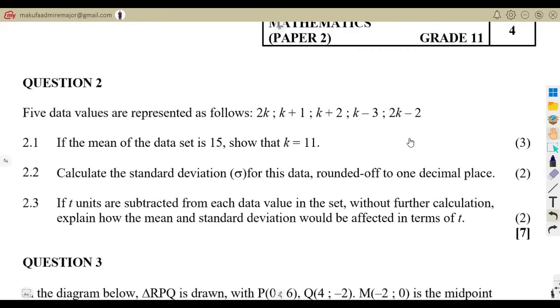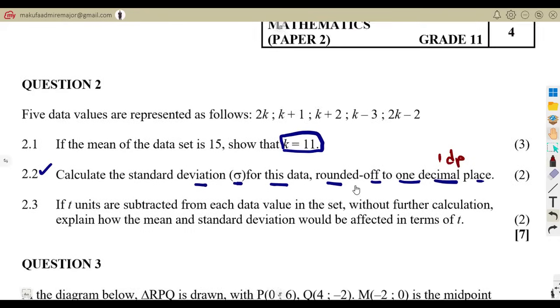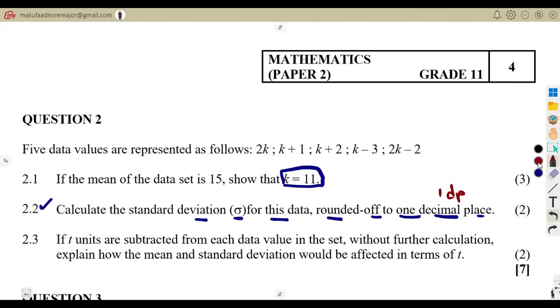So with this information, that our k is 11, question 2.2: calculate the standard deviation of these data rounded off to 1 decimal place. We're given an instruction to round to 1 decimal place. Let's first have our numbers represented so that we can simply use our calculator. So if k is 11, let's find this.